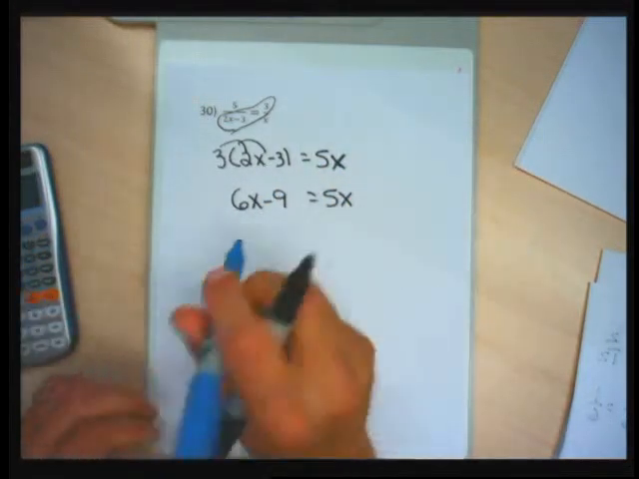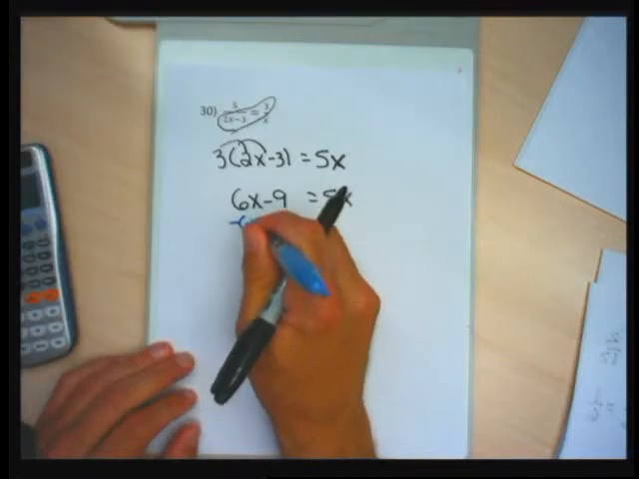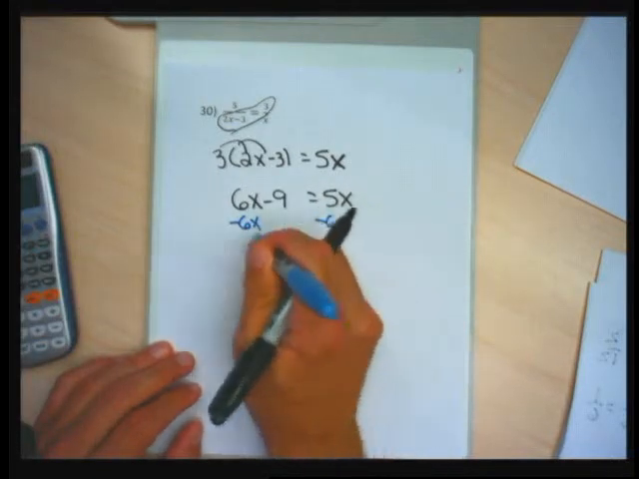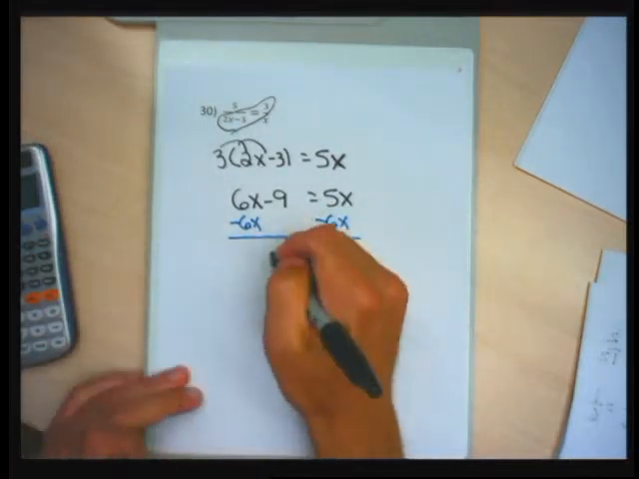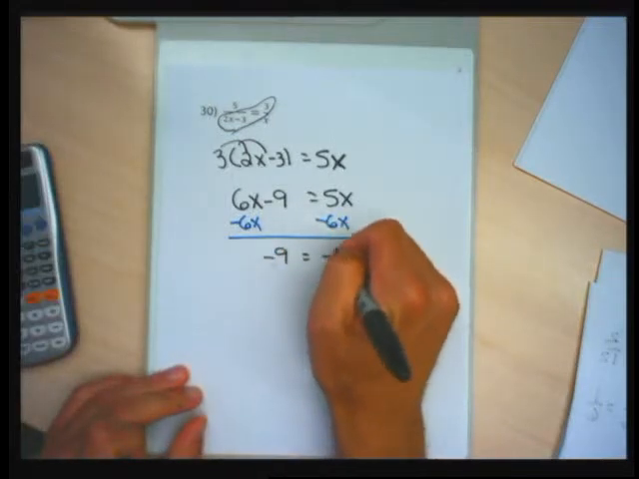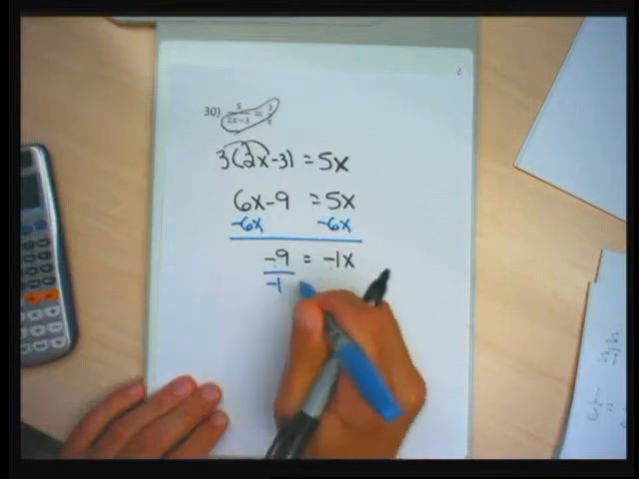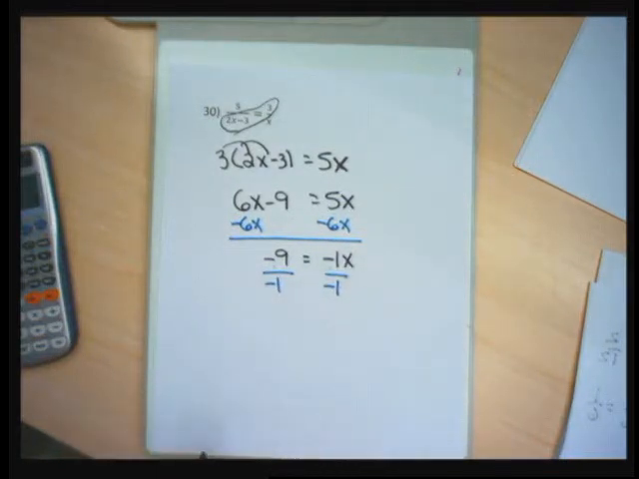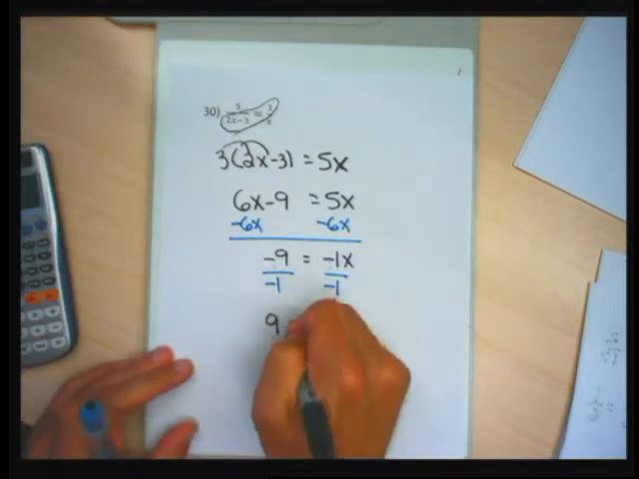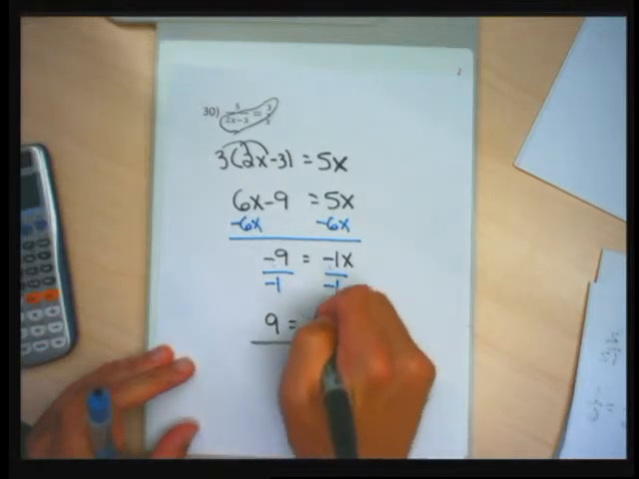If you minus 6x from both sides, that's completely fine, but you're not done when you do that. If you do that, you get minus 9 equals minus 1x. You need to know what positive x is, so you'd have to divide both sides by negative 1. And when you do that, you'd get 9 equal to x for my answer.